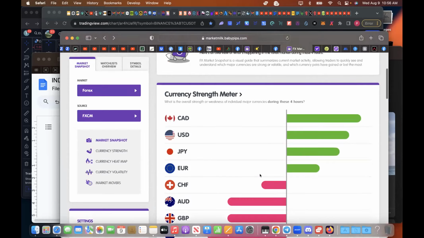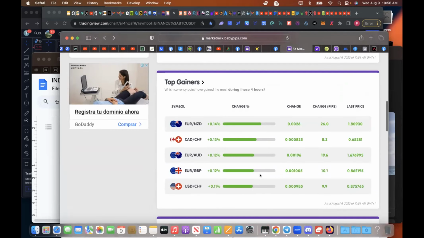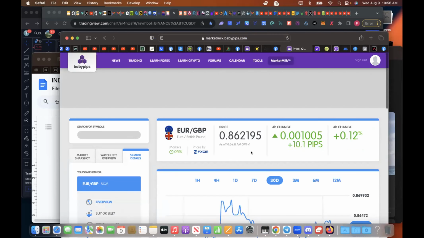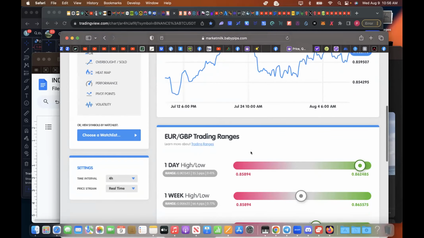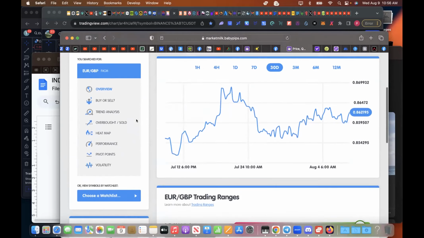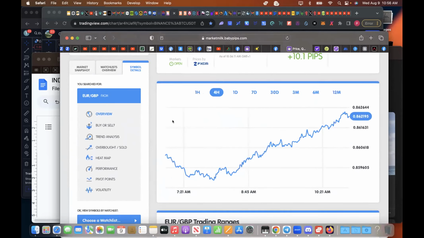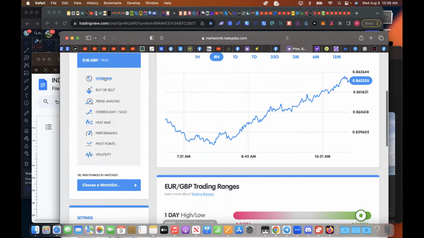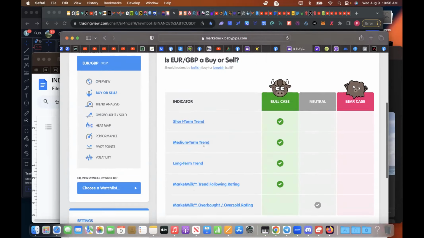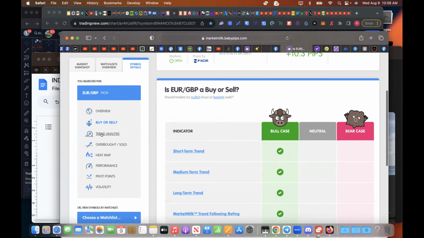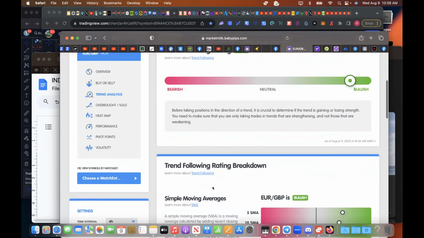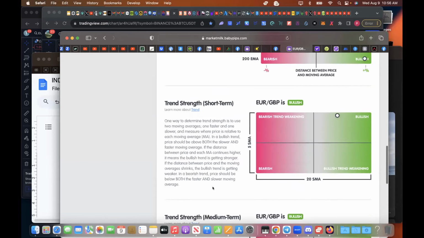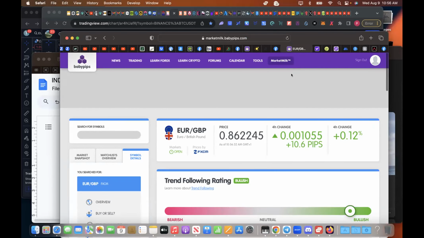So, the 4 hour Euro GBP. Euro GBP is buying sentimentally.